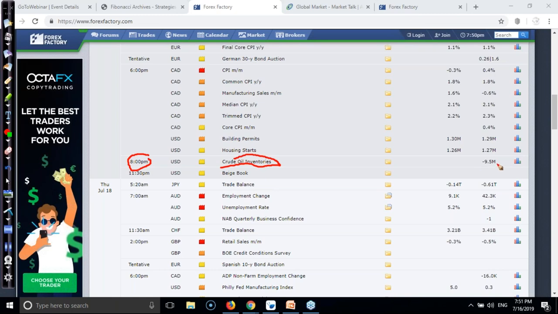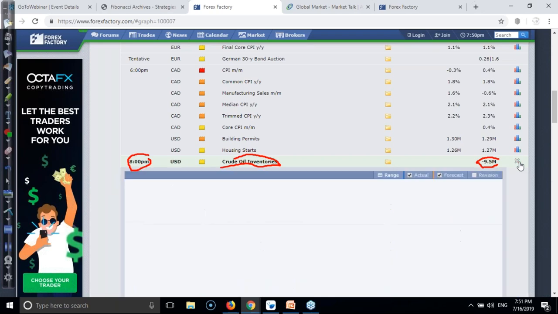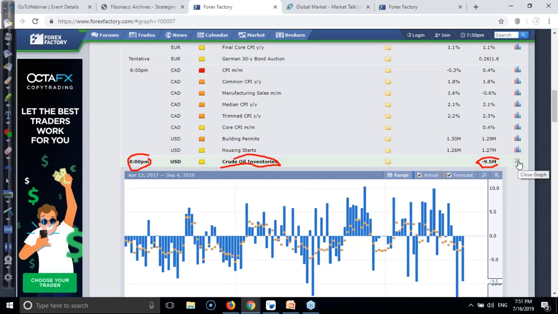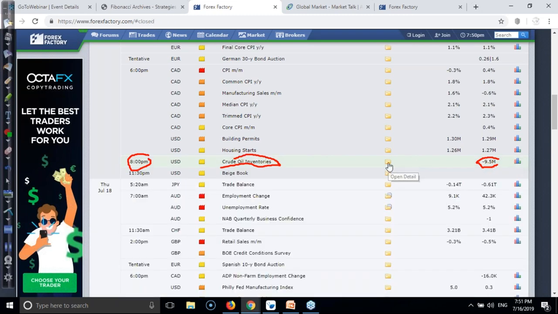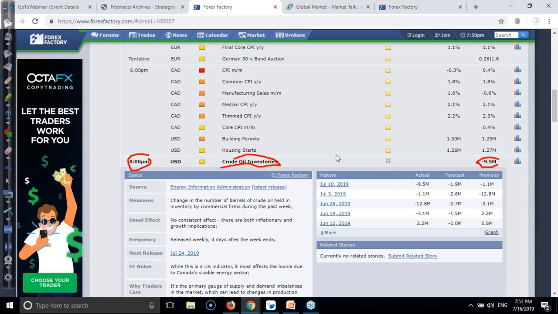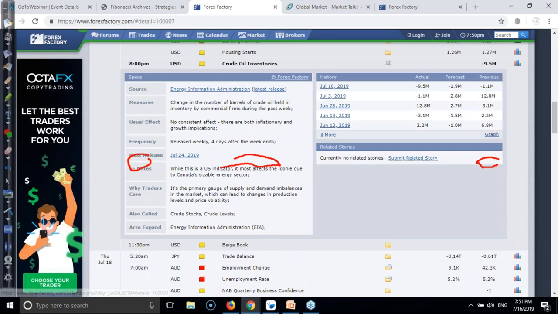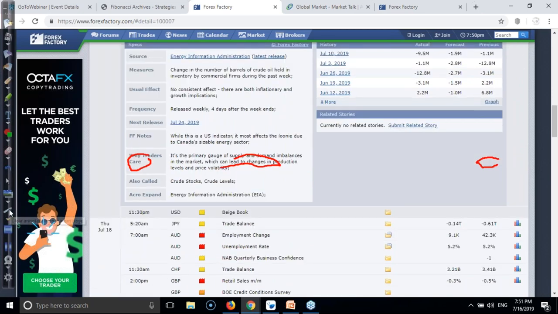It's just showing minus here, right? If you want to read more about that, you just click here and I'll explain. You just click in this box and everything will appear here, right? You'll find all the details about the inventory.